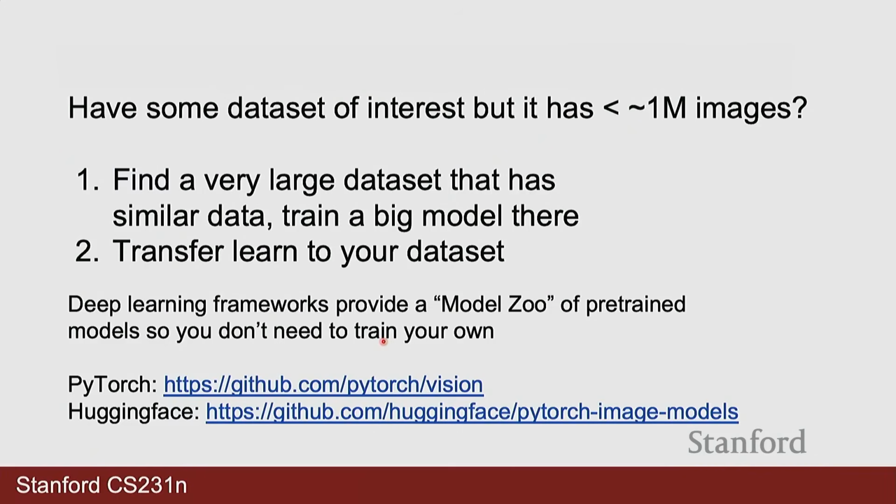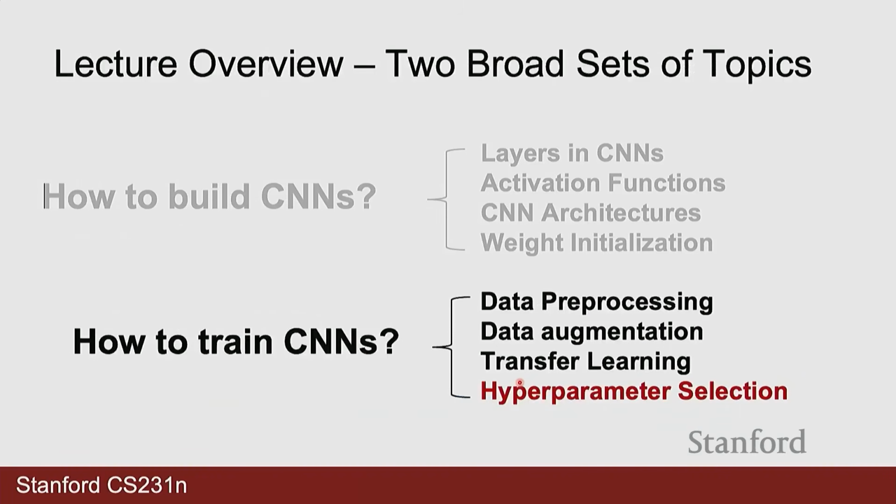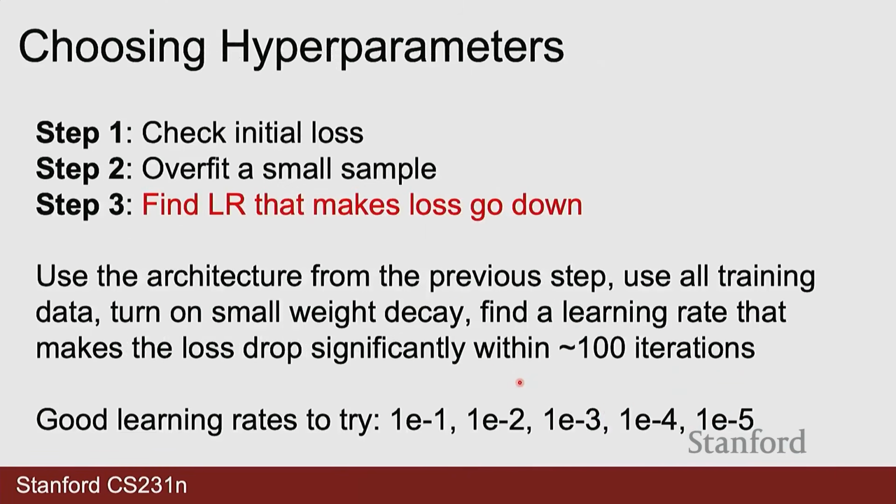So we'll go on. Basically, try to find a large data set that has similar data, get a model that was trained on that, and then fine tune it on your own data. There are some good links. PyTorch Image Models has a bunch of models that are trained on ImageNet and other data sets. And you'll also find some in the PyTorch Vision GitHub repo. Okay, I'll talk very briefly at the end about hyperparameter selection.